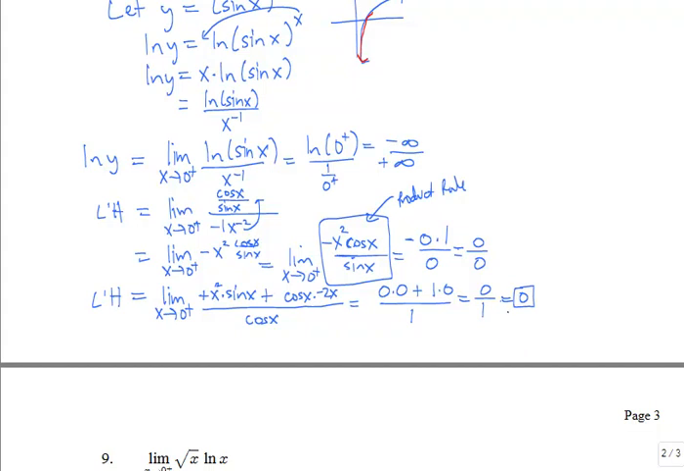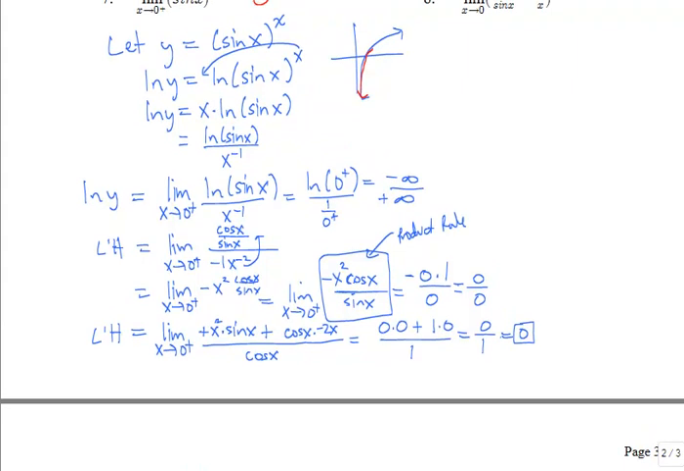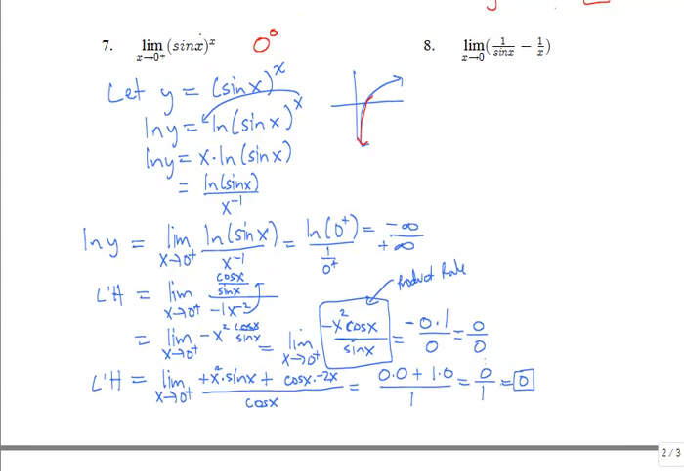Now remember though, going way back to the beginning, this was not the original function that we were taking the limit of. This was the ln of that function. So this 0 that we just got is not what y is, it's what ln of y is. So to figure out what just y is, we rewrite this in exponential form. This is base e, so e to the 0 will equal y, and that means y is just 1. So our final answer is 1.